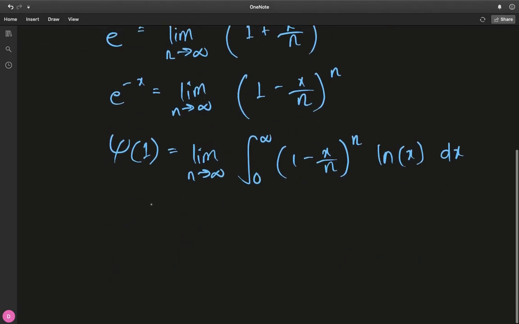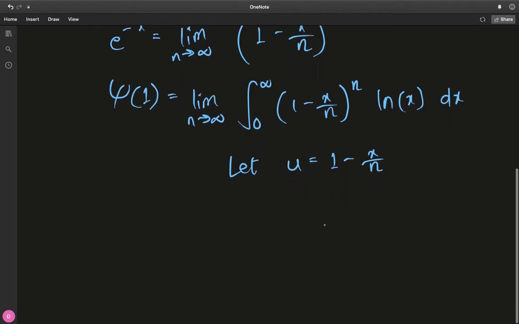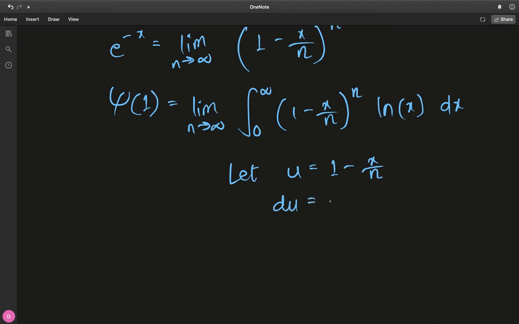Fair enough. Now one great thing we can do is introduce a substitution. Let u equal 1 minus x over n. So du is naturally negative 1 over n times dx. Now here comes the slightly tricky part, the upper and lower bounds. When x is 0, you have 1 minus 0, so u is 1.